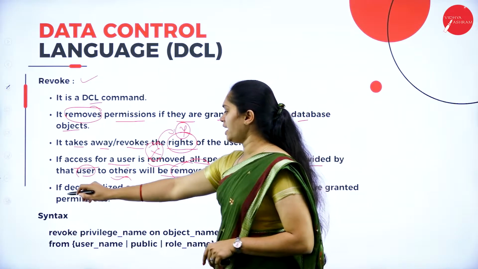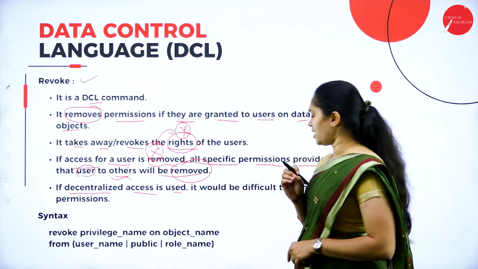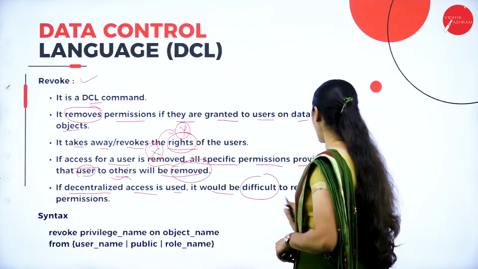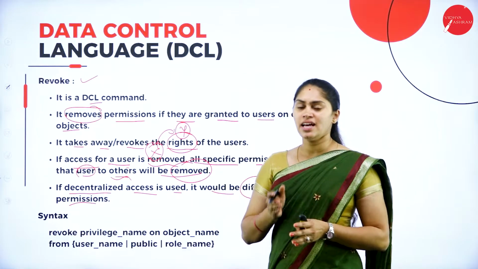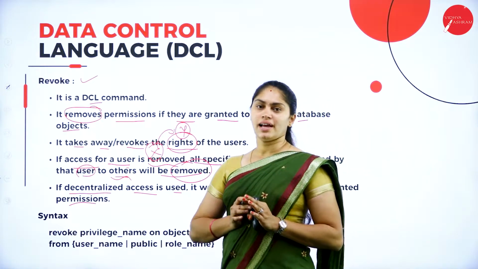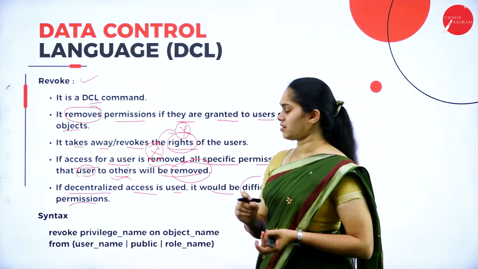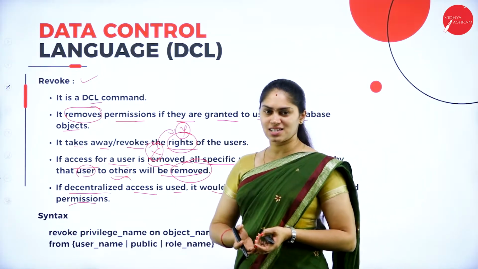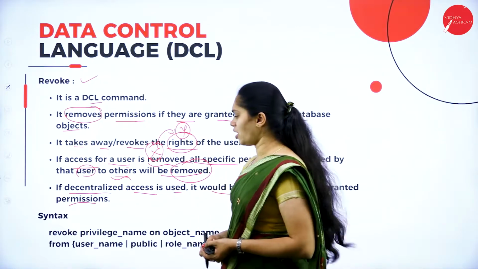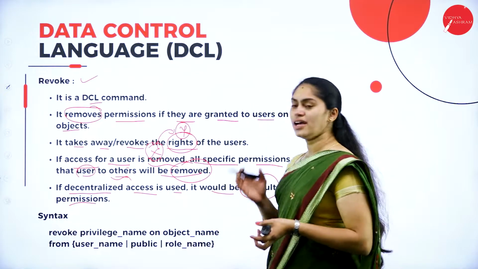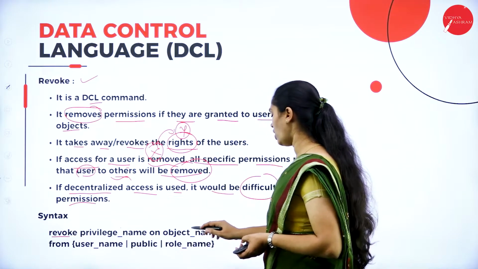Next, what we have: if decentralized access is used, if it is not controlled by a particular person, at that time it will be difficult to remove the granted permission. When the grant is centralized, if it is taken care of by a centralized object, at that time the permission can be easily taken back. If decentralized access is there, revoking of that granted permission is somewhat difficult. You can see the syntax here. Instead of grant, here we have to use revoke privilege name on object name.